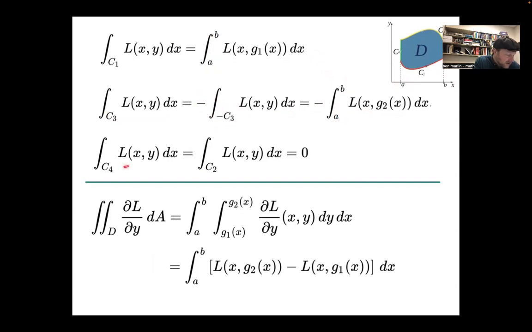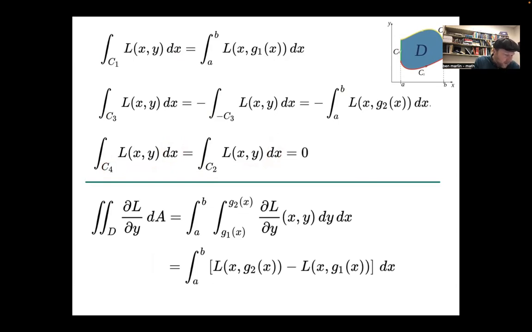But then notice that on the C4 and the C2, those are vertical lines. That means that the x doesn't change. And because the x doesn't change, the dx representing a change in x is going to be 0. And that means that these integrals for C4 and C2 are actually going to be 0 every time. Okay.